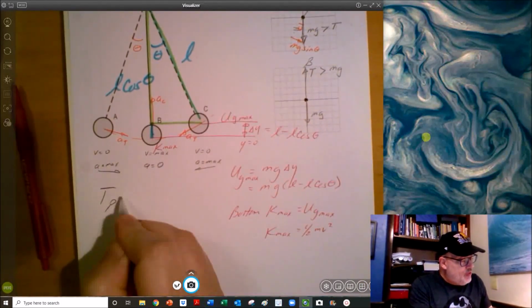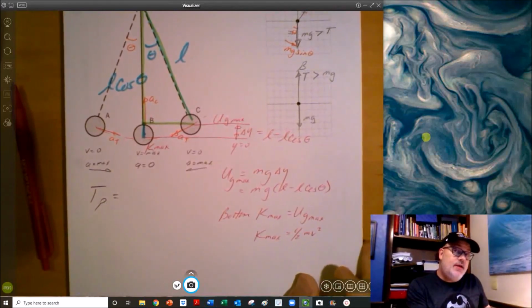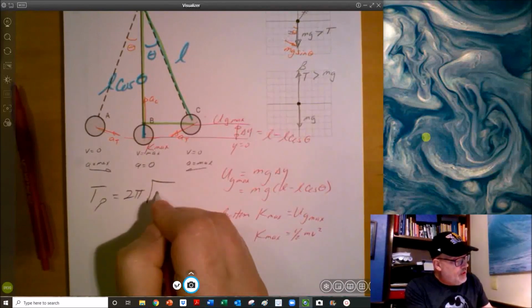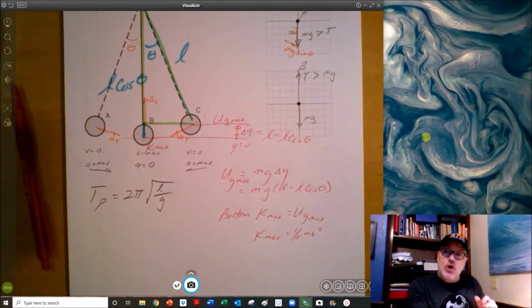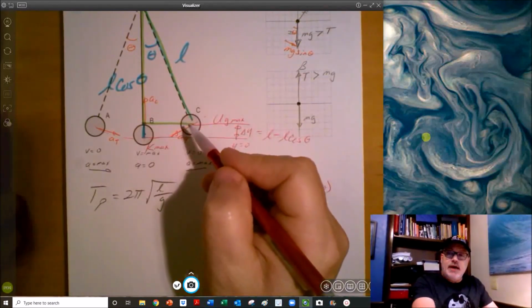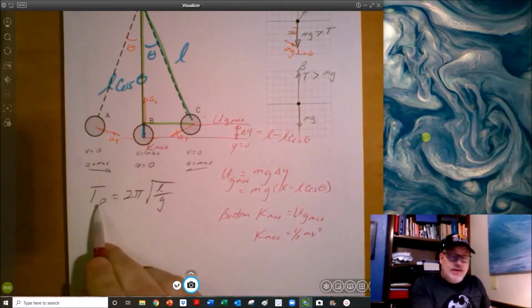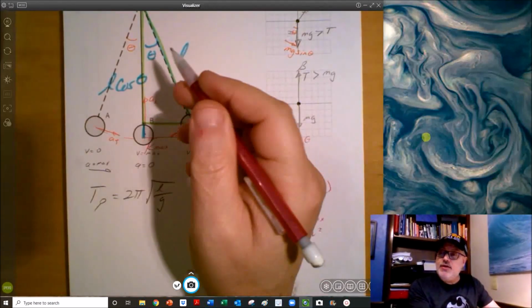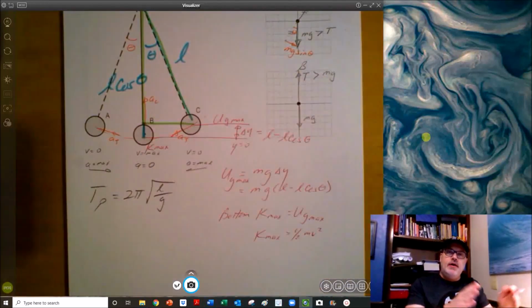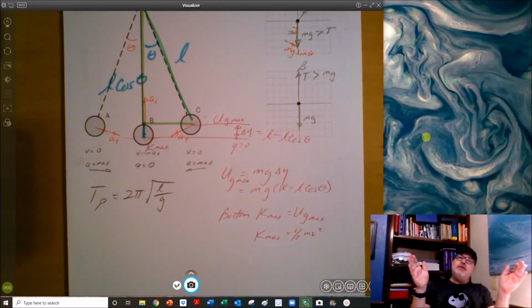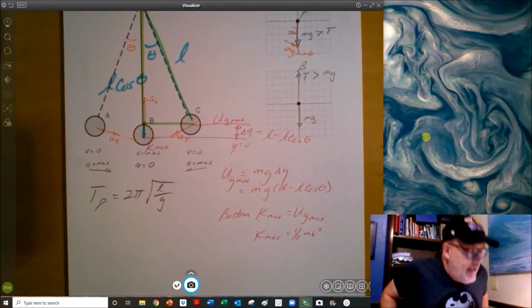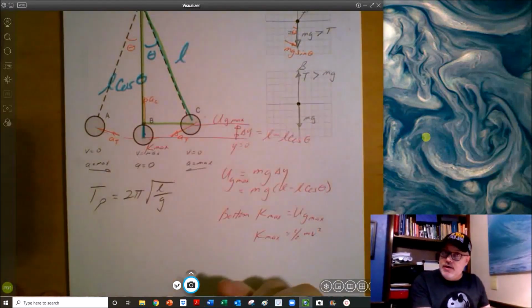Time period for a pendulum is different than time period for a spring. It's 2 pi square root of L over g. I want you to notice right off that the mass doesn't matter. So if we double or triple this mass, we don't care. It's got the same time period. Also notice that theta doesn't matter. Just like in our spring problem from before, the amplitude didn't matter. How far it swings back and forth on that spring doesn't matter. The amplitude theta here doesn't matter either.